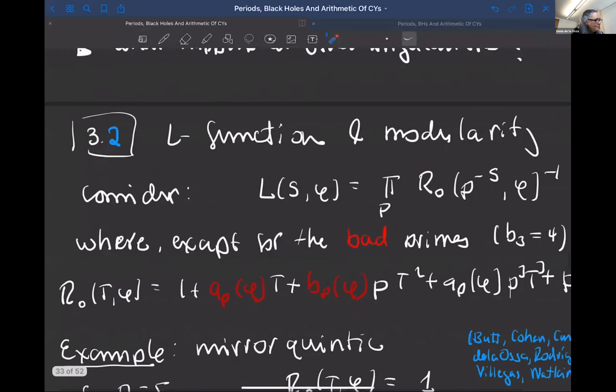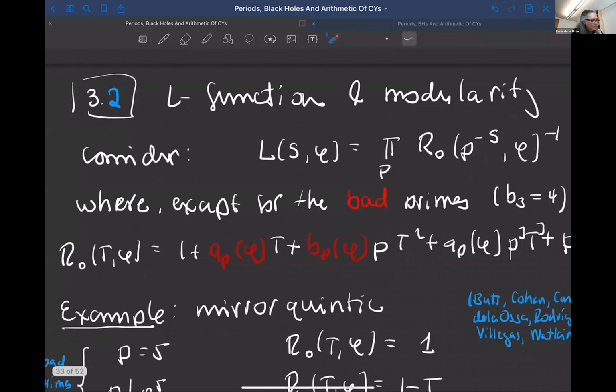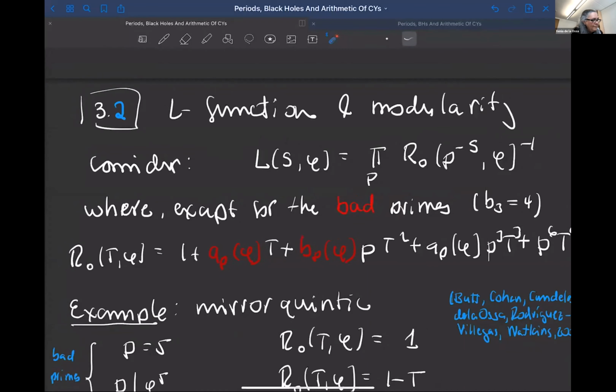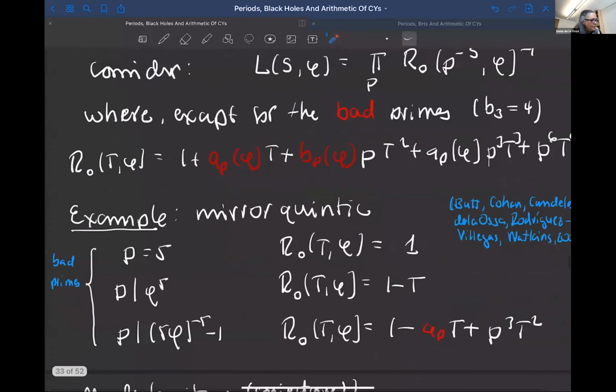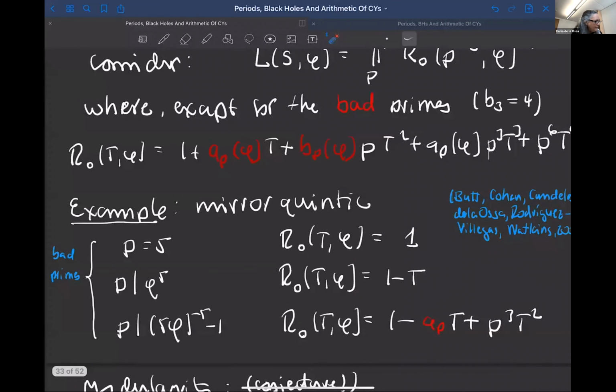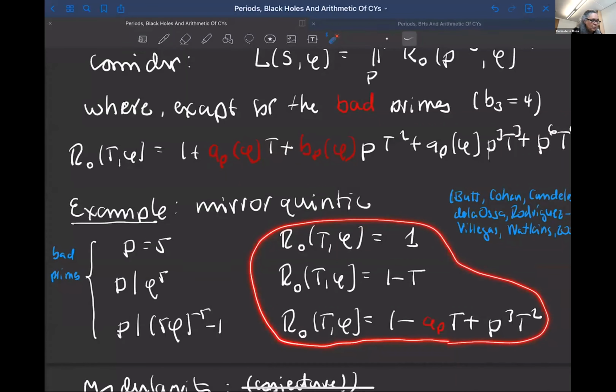So finally, let's see what I can tell you about the L function. Again, we consider the product over all the primes of R0 evaluated at p to the minus s, inverse. And except for bad primes, as I said, R0 is this object here. But for bad primes, we can always find what R0 is. We can always compute it.